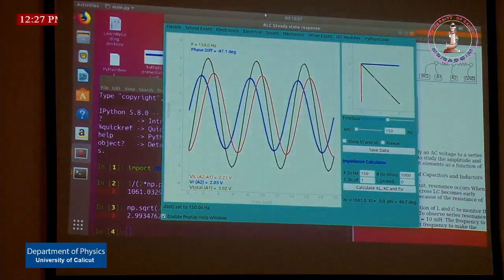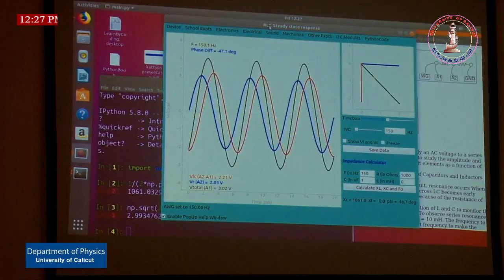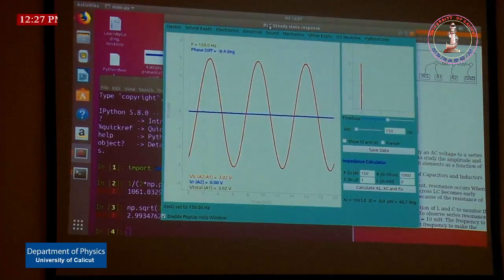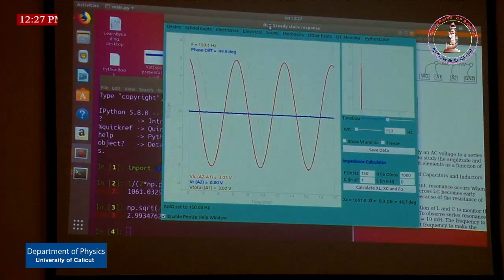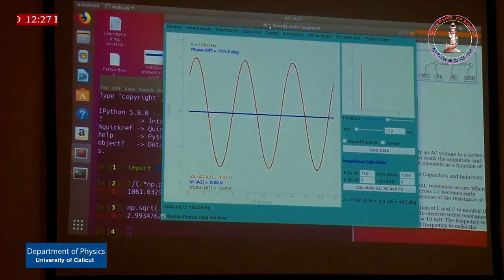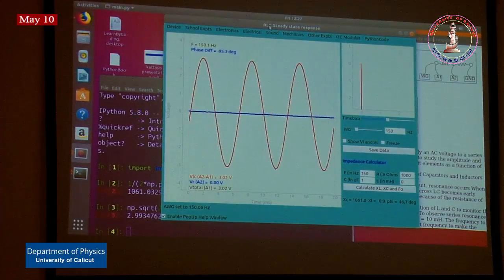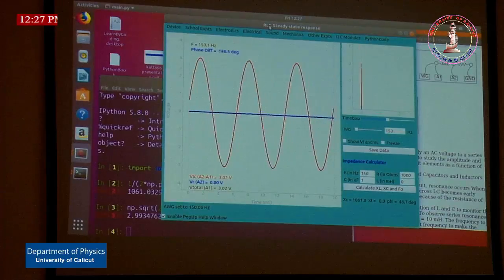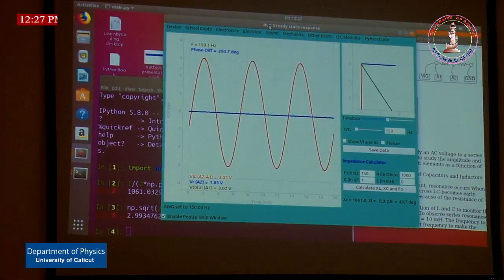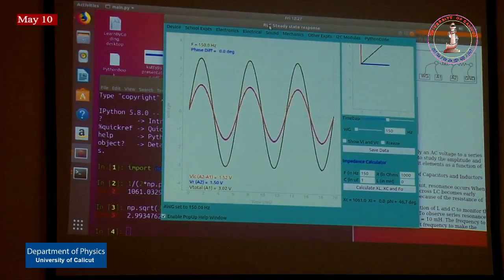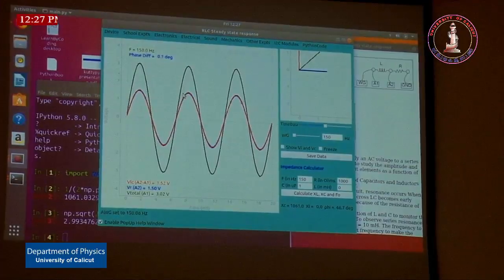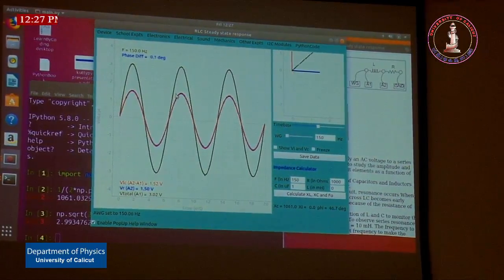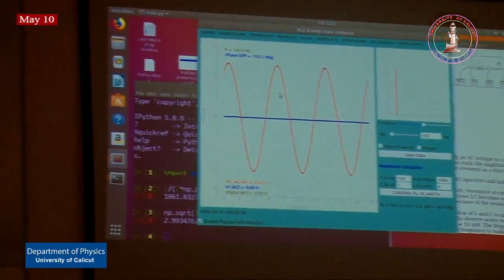But now suppose I pull out that capacitor and put a resistor in that place, what do I get? There is no phase difference, right? Both are resistors. Now I remove that and put a 10 millihenry inductor.